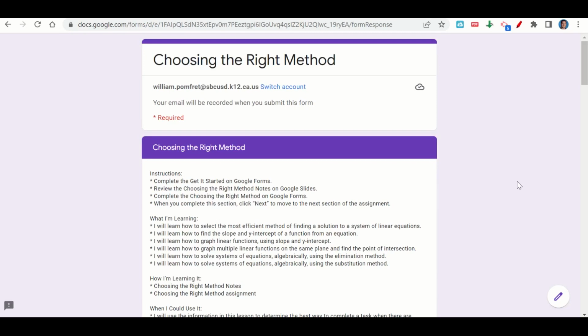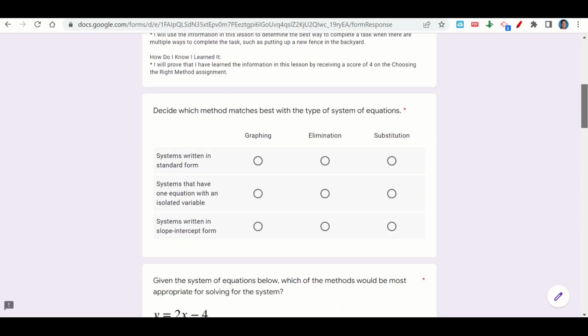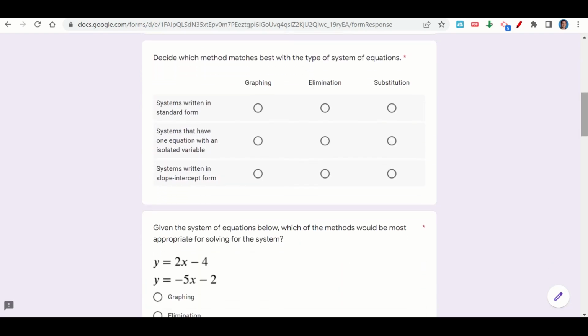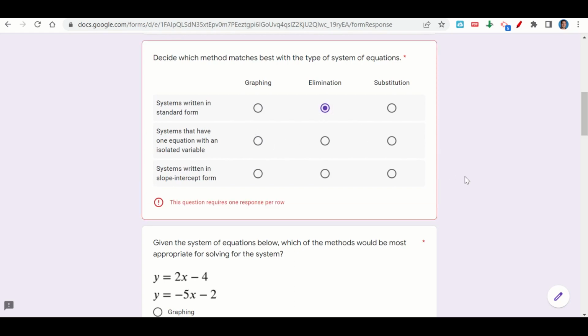Let's take a look now at the choosing the right method assignment. Our assignment begins with the learning goals and success criteria. If we scroll down, we're going to answer a few questions. The first one says, decide which method matches best with the type of system of equations. So it says systems of equations written in standard form. Well, remember, standard form has the x and the y on the same side. So that's typically best with elimination. So we'll go ahead and mark that one.